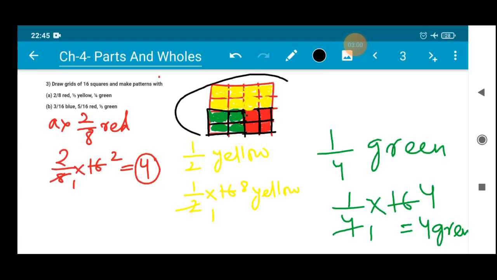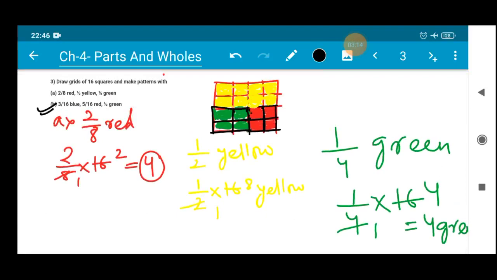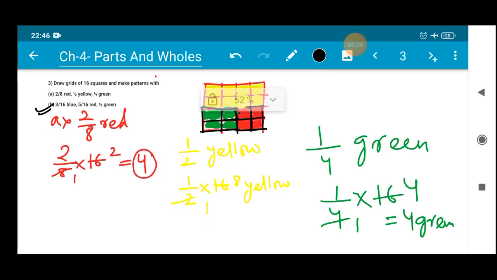Okay, so with this our colorful box is ready. I hope you liked it. I request you all to make it more colorful, more pretty compared to mine. Okay, so similarly part B of the question will be a home assignment. I request you all to use the colors they have asked for, that is blue, red and green, and try to make a beautiful box using the concept of fraction and the concept of part and whole.